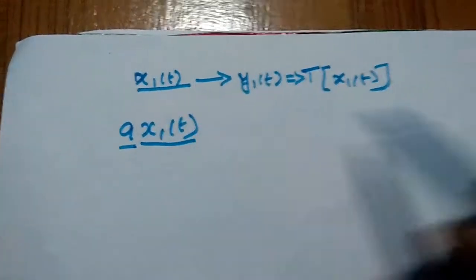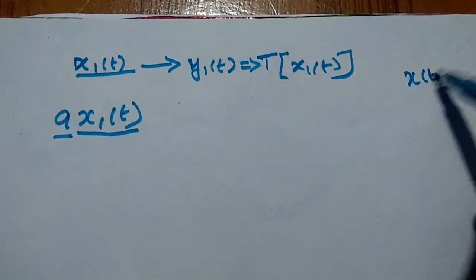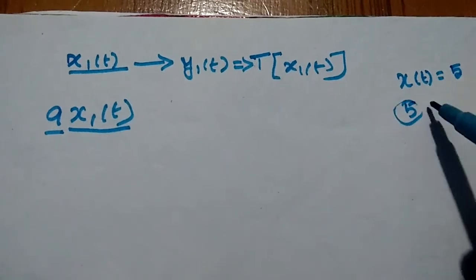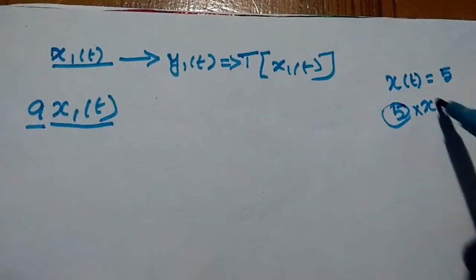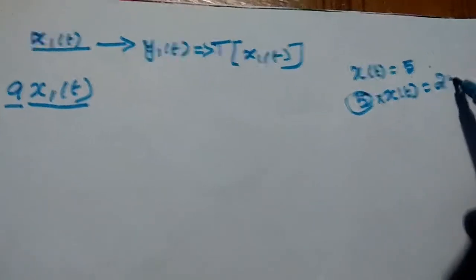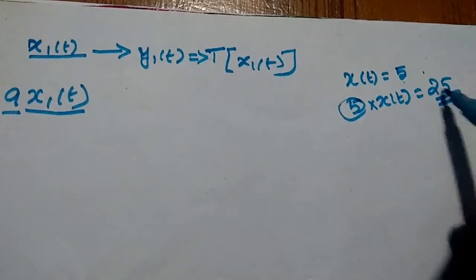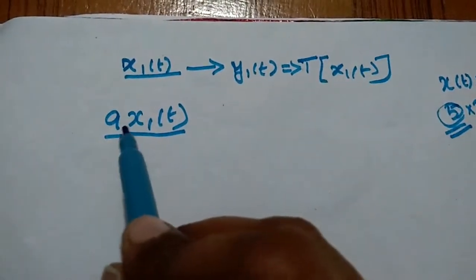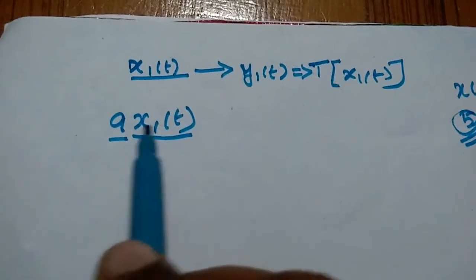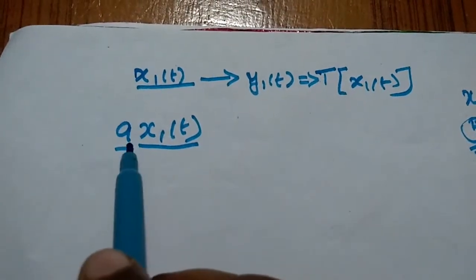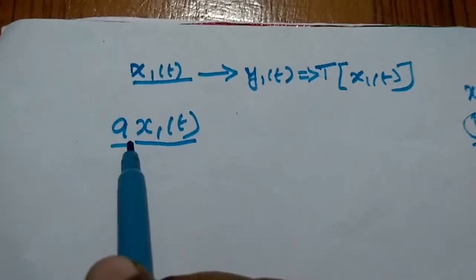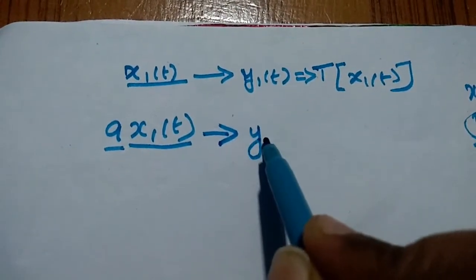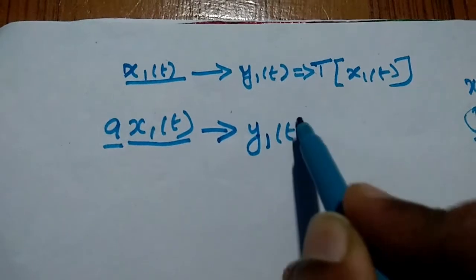Let me show you an example of a weighted signal. Suppose x of t is equal to 5. If I multiply this 5 by a constant 5, what will happen? 5 into 5 is 25. The input signal is weighted by the amplitude 5. Do you all understand weighted now? Whenever a signal's amplitude is multiplied by a constant, that is called weighting.